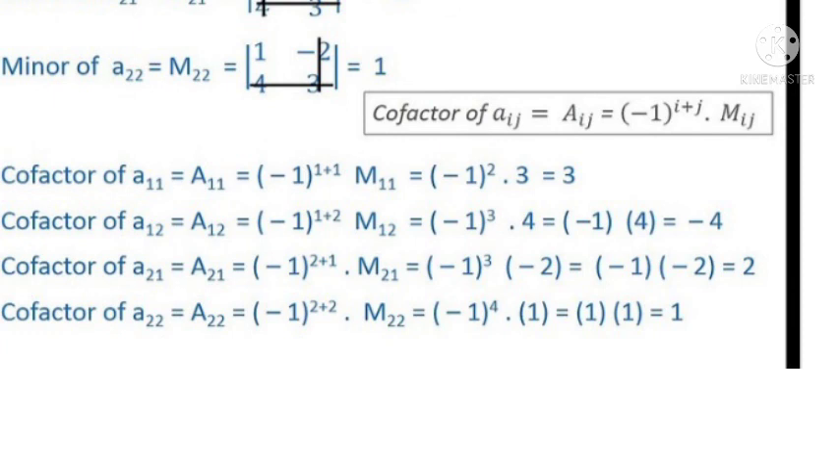And finally, cofactor of A22. Cofactor of A22 is obtained by minus 1 raised to 2 plus 2 into minor of A22. Minus 1 raised to 2 plus 2 is minus 1 raised to 4, which is 1. That is 1 into 1 gives 1. So cofactors of A11, A12, A21, A22 are 3, minus 4, 2, 1 respectively. This is an example for finding minors and cofactors of any 2 by 2 determinant.